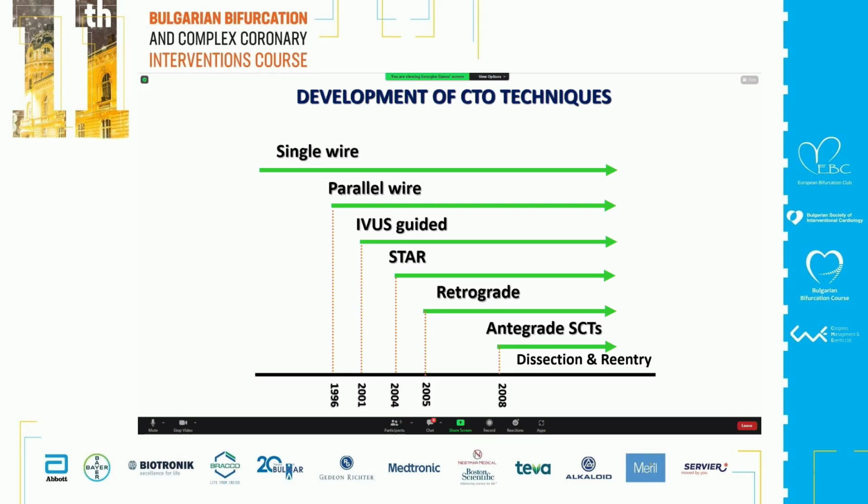You see here an overview of the evolution of CTOs over time, from the single wire from the beginning of interventional cardiology to the parallel wiring before 2000. IVUS guidance came in 2000, then the STAR technique that was invented by Colombo around 2004. In 2005, the retrograde techniques came into the scenery and really revolutionized the field. And we have the subintimal space connection techniques, or the so-called dissection reentries, that came around 2008. And there is a great evolution in all of these things as time is advancing, related to both technology evolution but also experience of the operators.